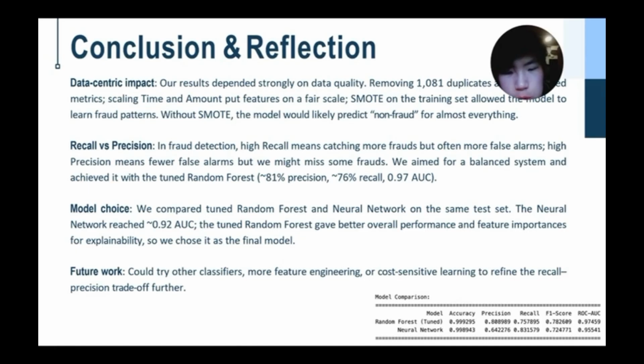Fraud detection involves a trade-off between recall and precision. Our tuned random forest achieved a balanced performance with approximately 81% precision, 76% recall, and a ROC-AUC of 0.97, making it suitable for practical deployment. Although a neural network was also evaluated, the random forest was selected as the final model due to its stronger performance and interpretability.